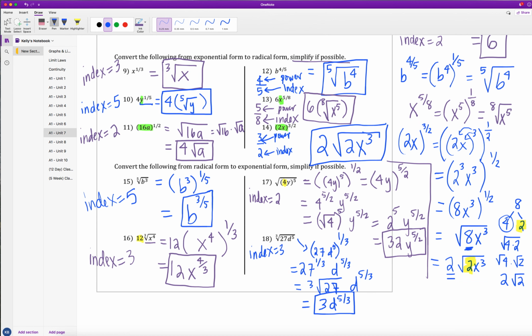And that is our last example on learning target 7b. In 7b, we talked about how to go from exponential to radical form and how to simplify lots and lots of square roots, cube roots, and fourth roots.